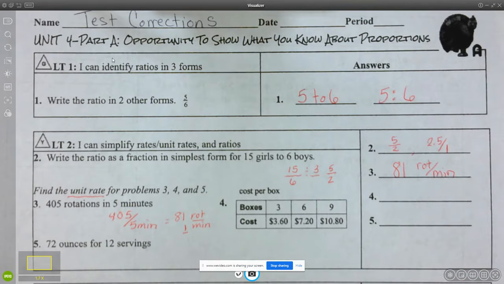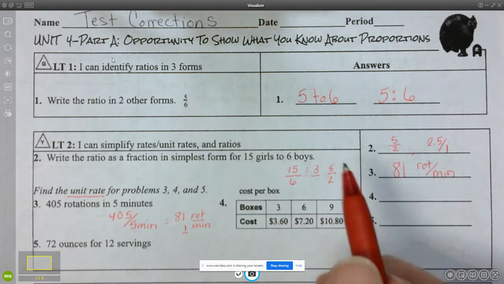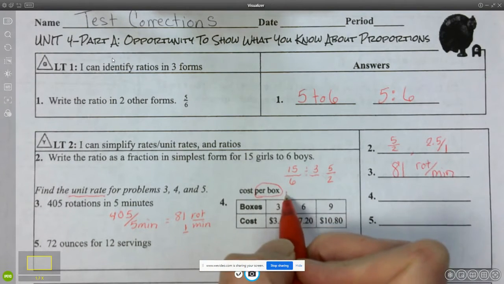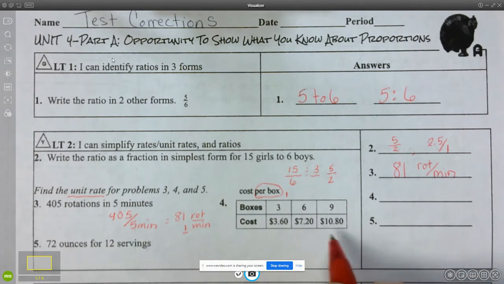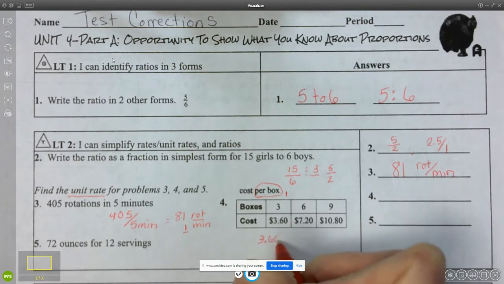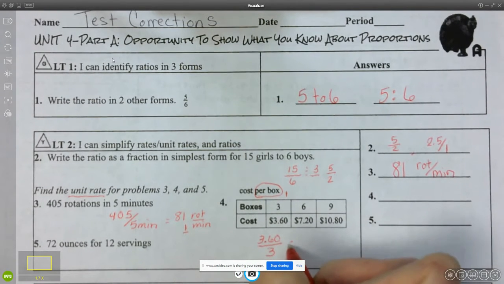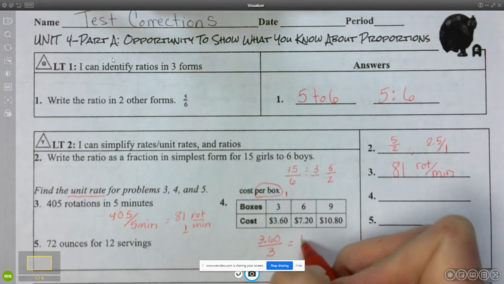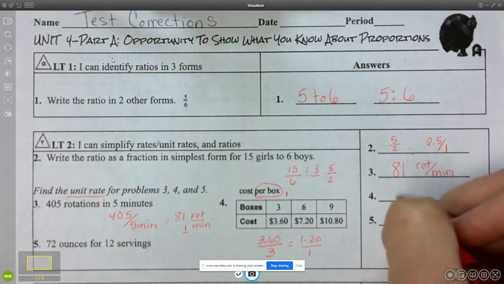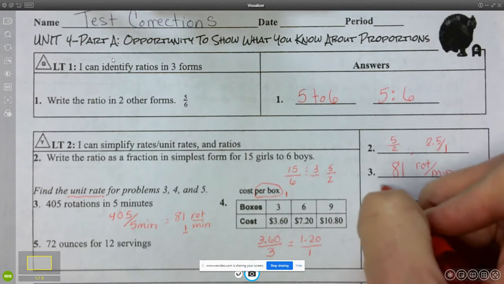Number 4 is looking at the table, and remember you want to do it for cost per box. Per box is 1. So these all reduce down, and we're going to get the same answer no matter which column we pick. So the cost of a box, $3.60 divided by 3 boxes, tells you that 1 box is going to be, when I divide it in a calculator, $1.20 per 1. And that's your answer, $1.20 per 1 box.